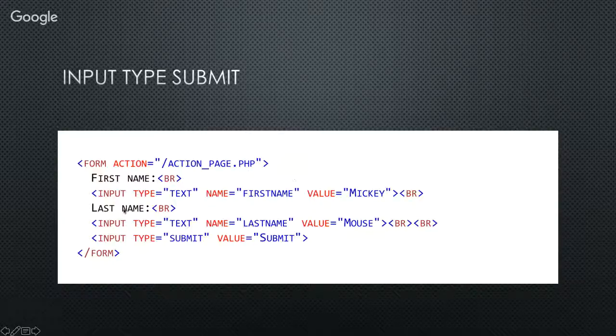So you see it has text fields where data would be stored. In this case, they are predefined with the values Mickey Mouse, first and last name. And at the bottom, it has another input type, and this one is the submit.